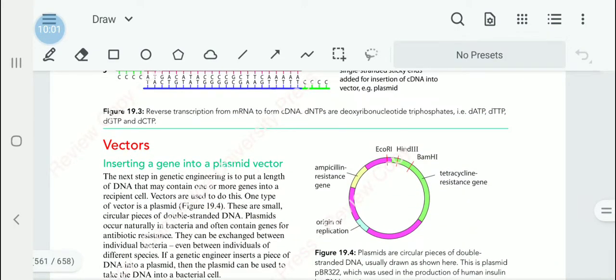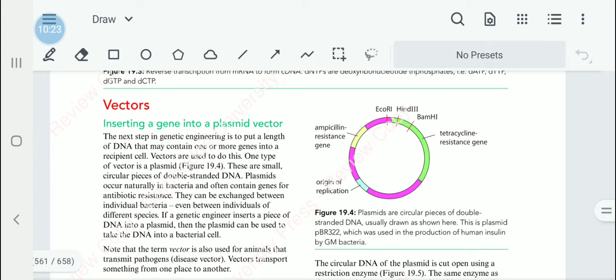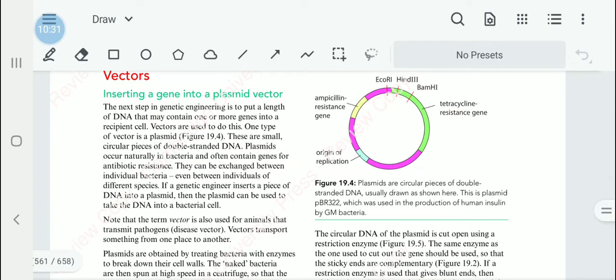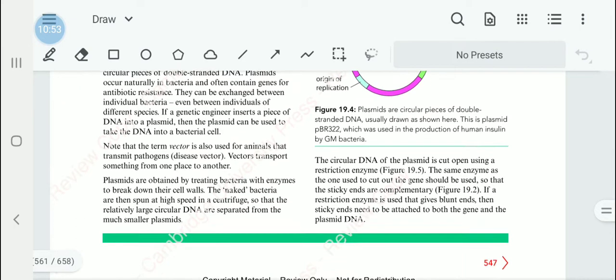Write down a note on this. Vectors carry the gene to the cell. We discuss three types of vectors: plasmids, viruses, and liposomes.